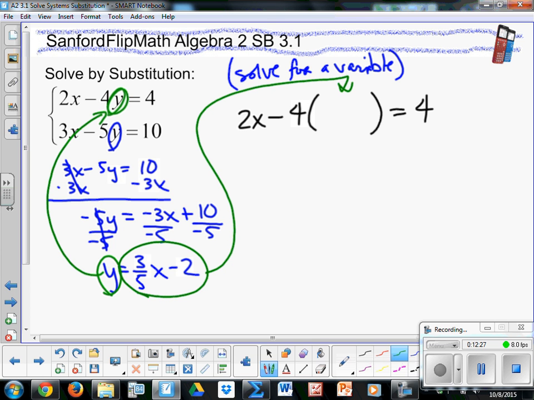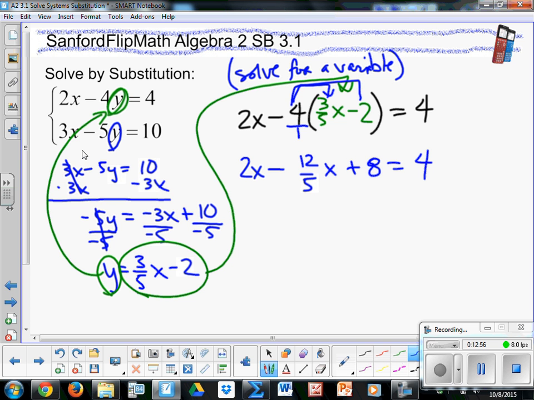So 3/5 x minus 2. I'm replacing y with what y is equal to. Well, this isn't going to be very cute. Just kind of roll with it. 2x minus, well, 4 times 3/5. Remember, 4 is 4 over 1. So this is going to be 12/5 x. And then a negative 4 times a negative 2 ends up being plus 8 equals 4.